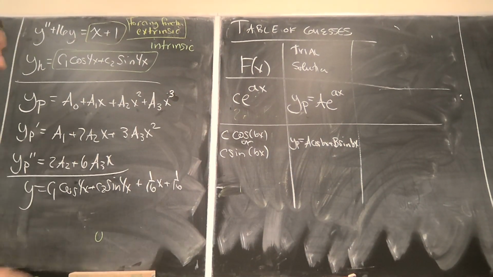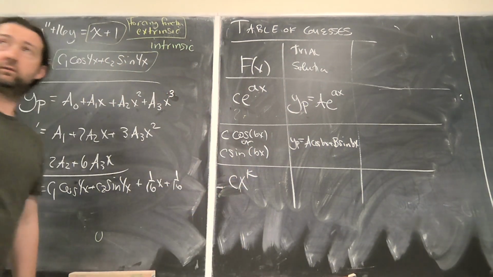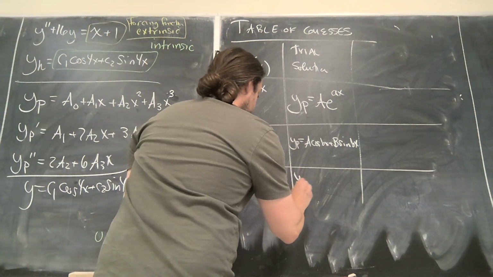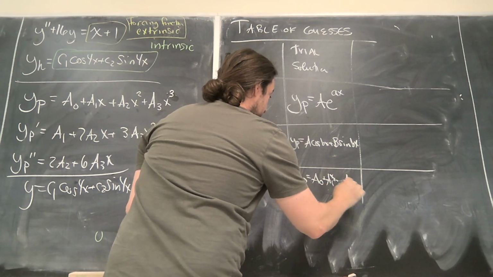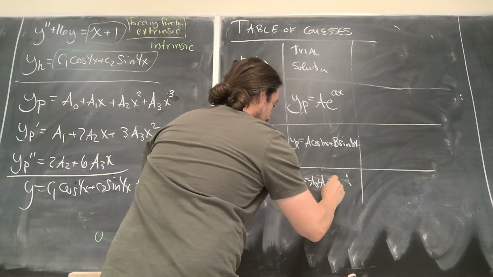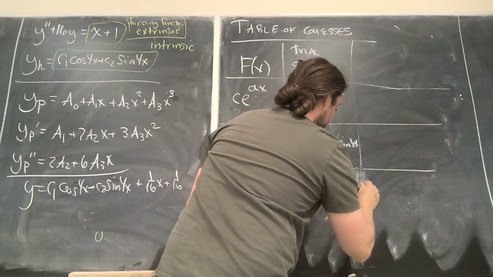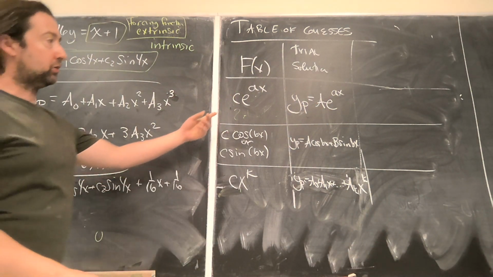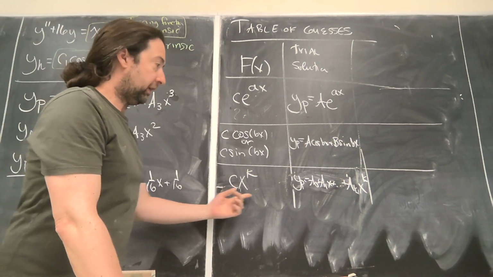And then finally, if I have a term of the form constant times x to the k, like the one we just had, where we put an x plus 1 here, then our guess for a particular solution is going to be a polynomial that stops when we get to the kth power. So y particular is a naught plus a1x plus up to ak x to the k. And that's pretty straightforward. Exponential out corresponds to exponential in. Trig function out should be trig functions in. Polynomial out means polynomial in.